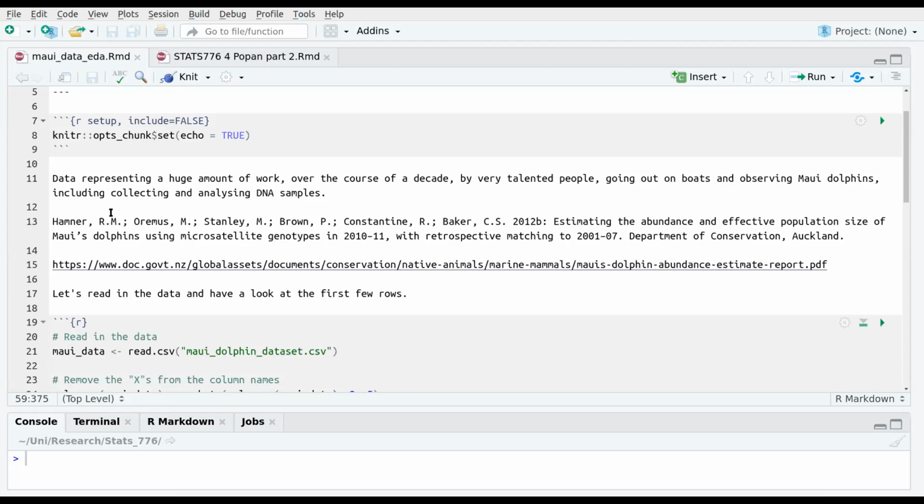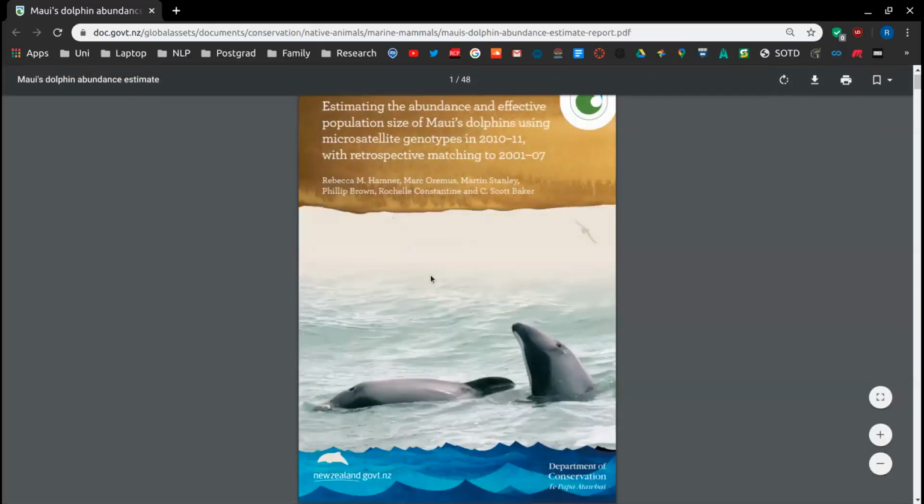Here's the citation for this, the paper in which this data is published. And I'll actually just show you this. This is a link to the paper. Yeah, so this is what it looks like. It's actually a Department of Conservation publication there.